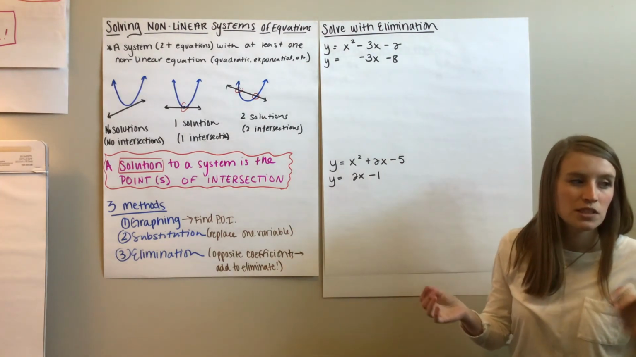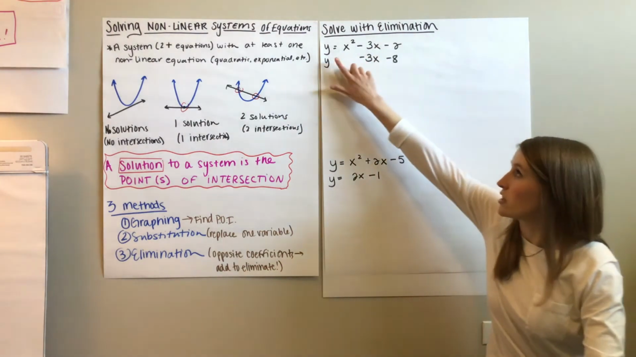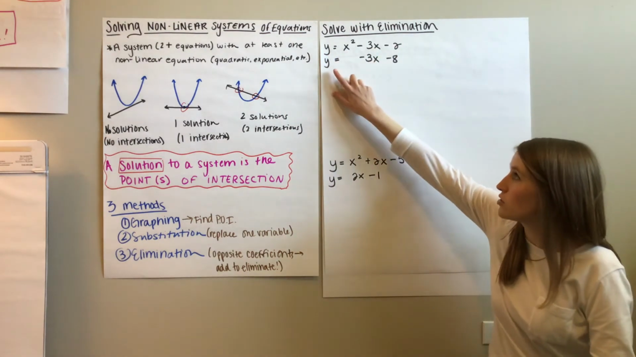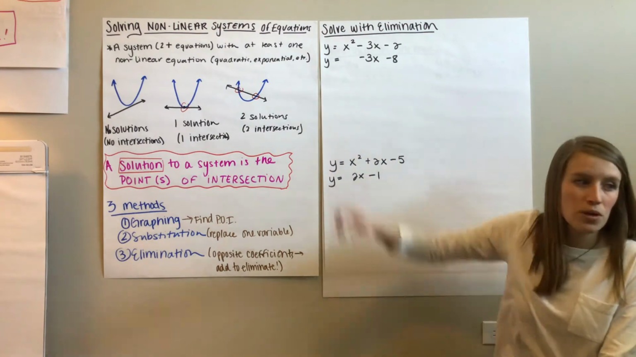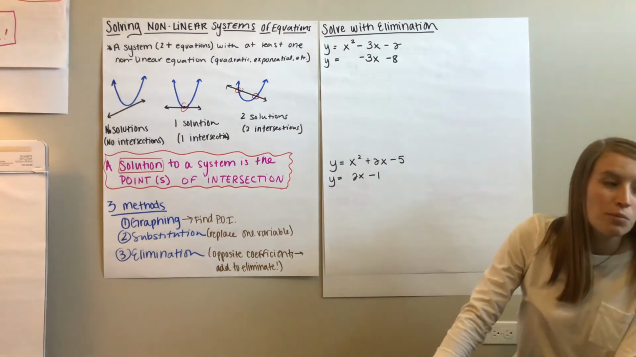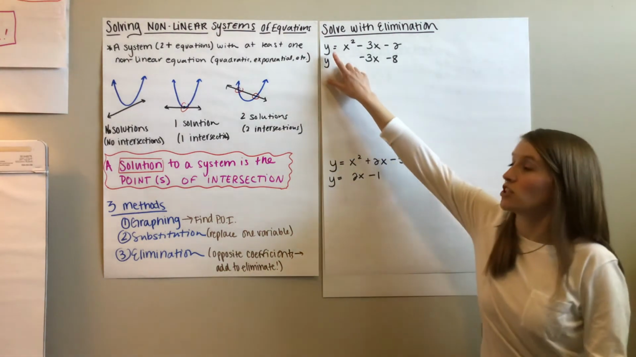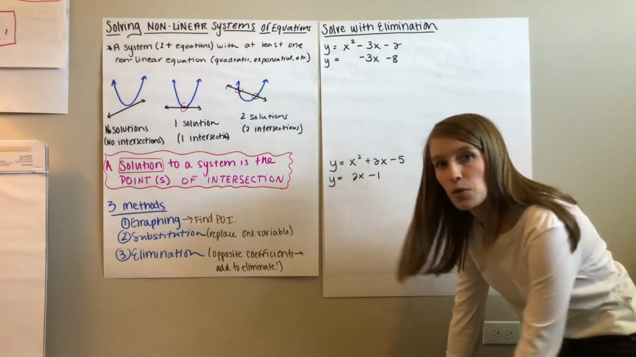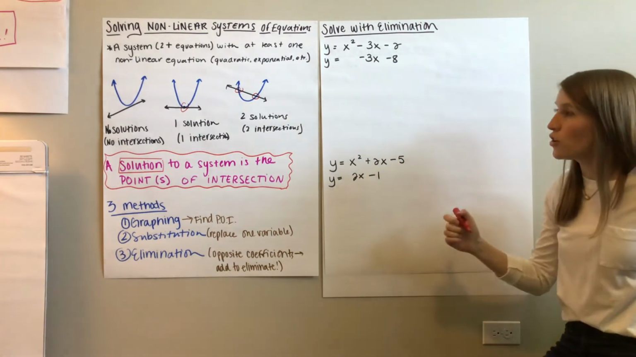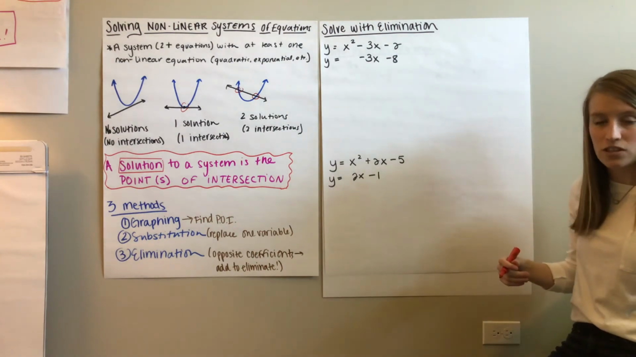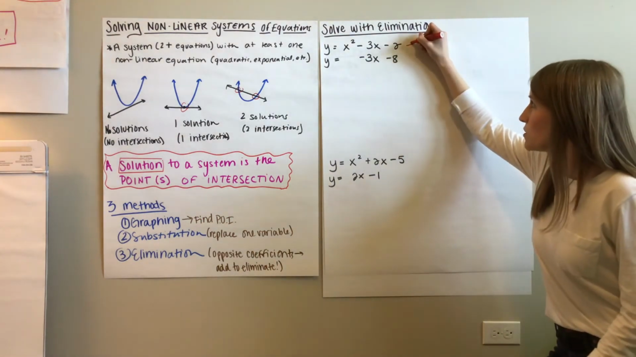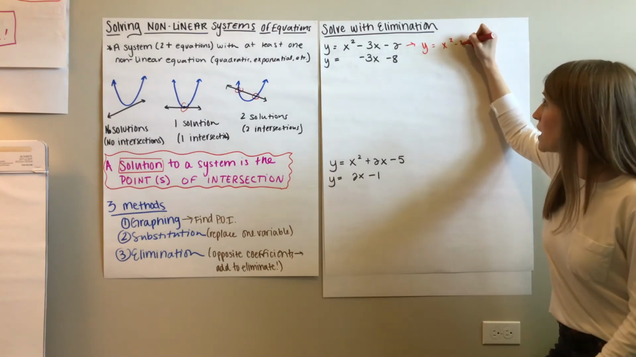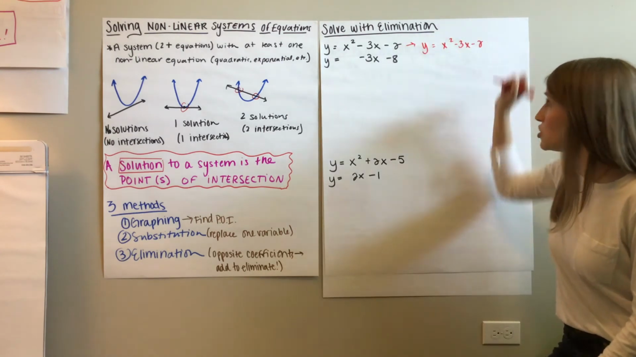So, here's your first equation. Y equals x squared minus 3x minus 2. I also have y equals negative 3x minus 8. Because the coefficients of the y's are the same, all I need to do is multiply that top equation or the bottom equation so that I get opposite coefficients. So let's say that the top equation remains the same. Y equals x squared minus 3x minus 2.